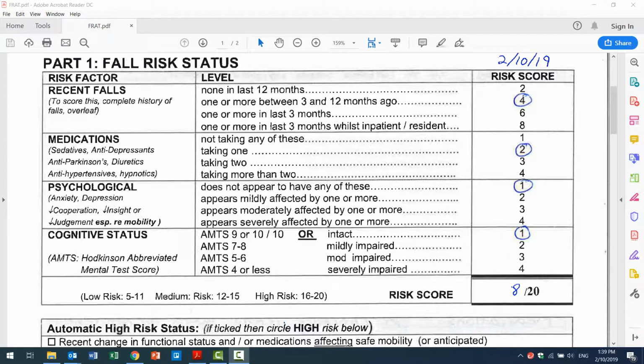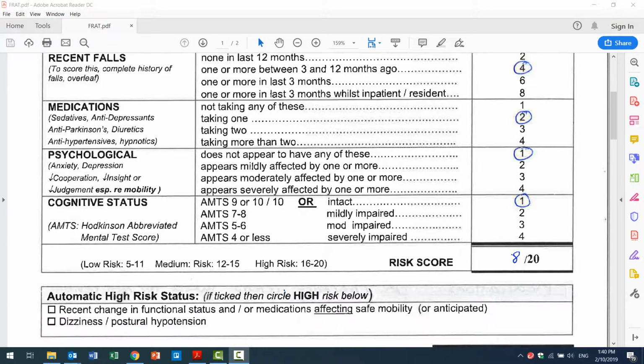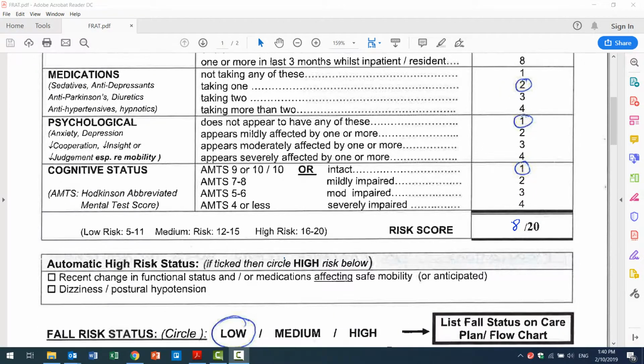So in this case, the patient has had 1 or more falls between 3 and 12 months ago. He is taking 1 medication that could increase his risk for falls. He does not appear to have any psychological issues that would increase his risk for falls, and he seems to be cognitively intact, meaning he's oriented to person, place, month, and year, and understands what is going on around him. So his risk score is 8 out of a total score of 20, which if you look here, would put him at a low risk for falls.